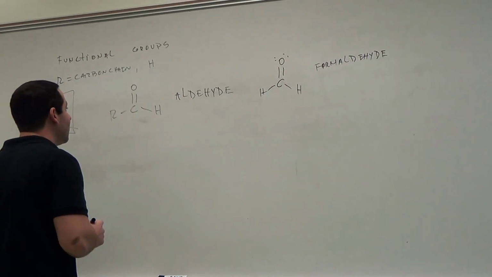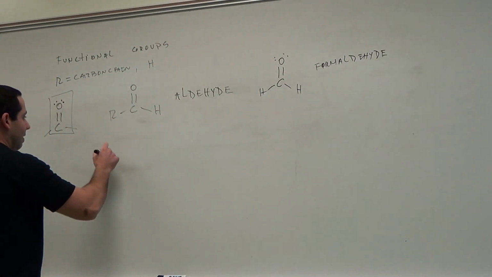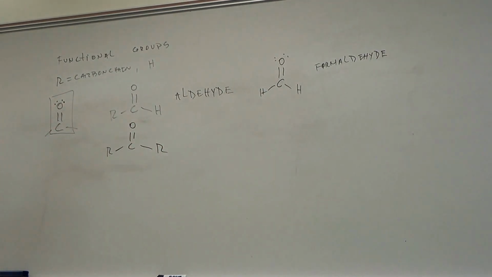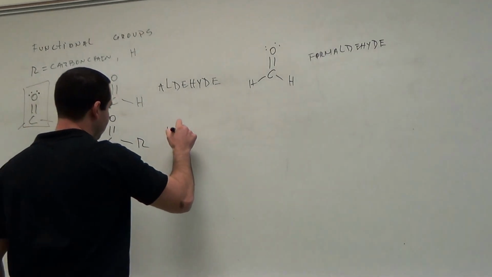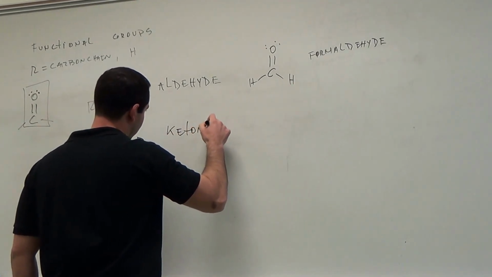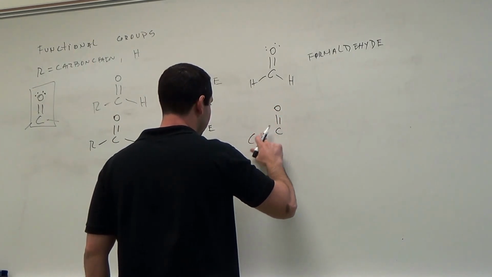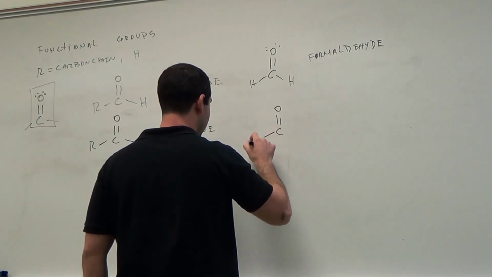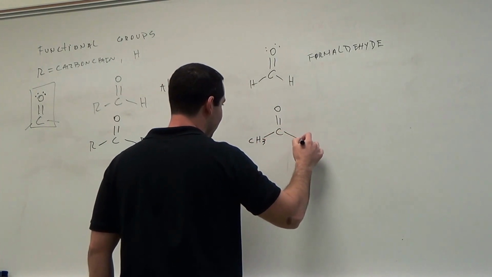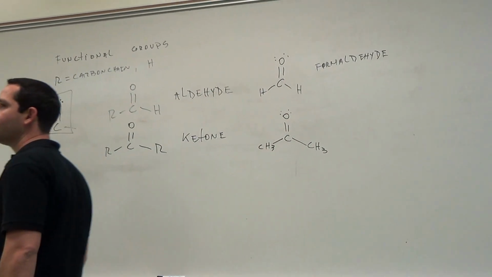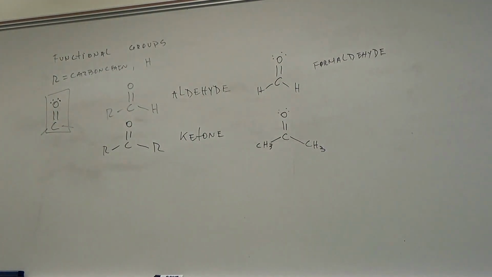Okay, so that's that. You have a carbonyl with carbons on both sides. This is called a ketone. An example of a ketone is acetone. When you burn fat as your source of metabolism, you're burning fat, you form ketone bodies.